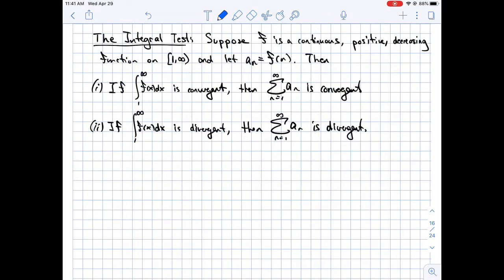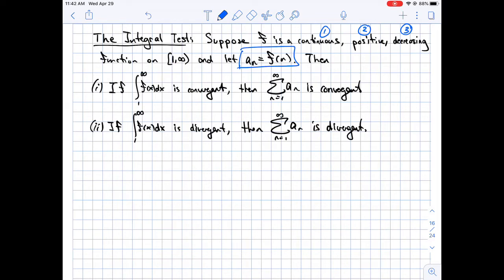So here we have the actual integral test, and you will notice it says essentially what we were going through before, except that it has 3 conditions here on our function. So the function needs to be continuous, it needs to be positive, and it needs to be decreasing in order for the integral test to apply. So it's continuous, positive, decreasing on the interval from 1 to infinity, and we're going to let a_n be equal to f of n. Now this is a weird way of stating really that we're going to consider the corresponding function and series.